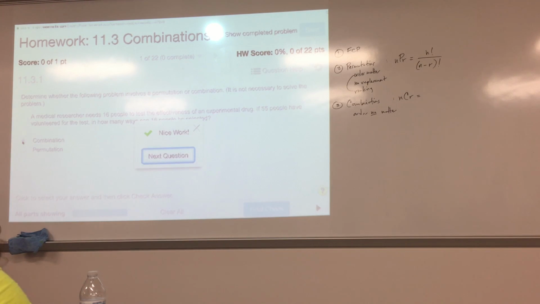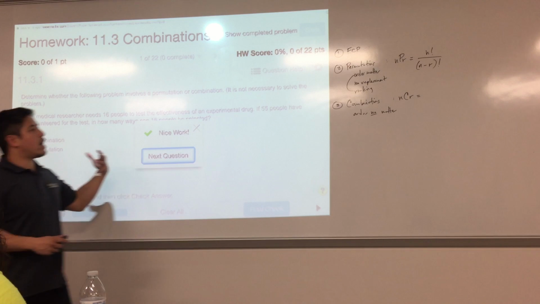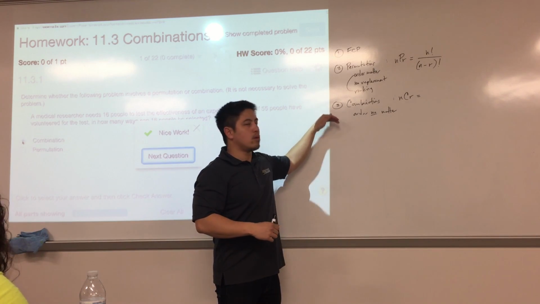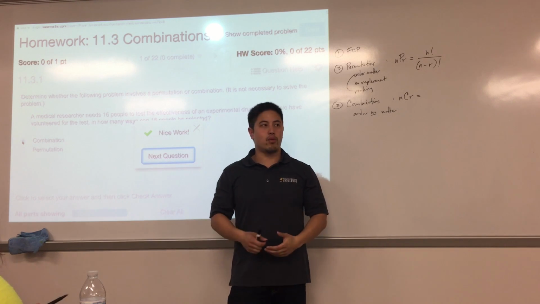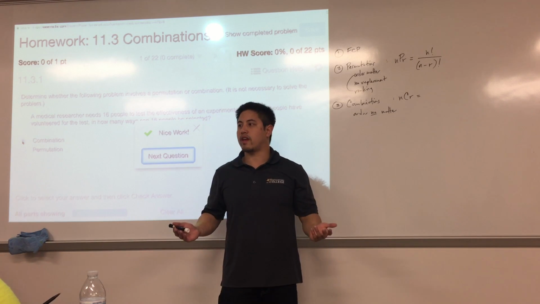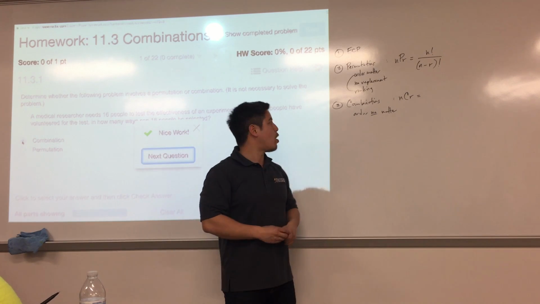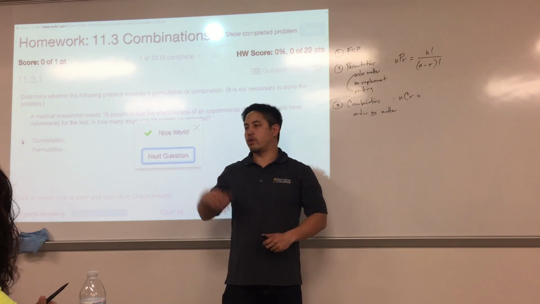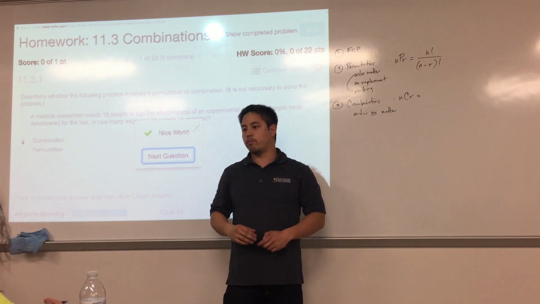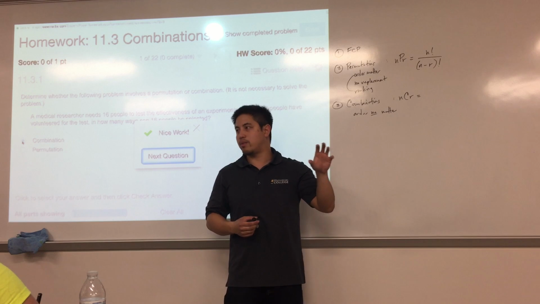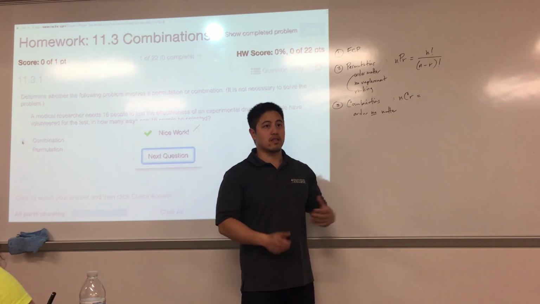And it's correct. Now the question is, why was this problem a combination? Because for the 16 people, there wasn't a specific order that they had to be in. Does that make sense? You just needed to take 16 people at a time. We weren't ranking them. We weren't doing it, say, by age. We weren't putting them into a category for the healthiest people, then the next healthiest people, and so on. It was just 16 people.